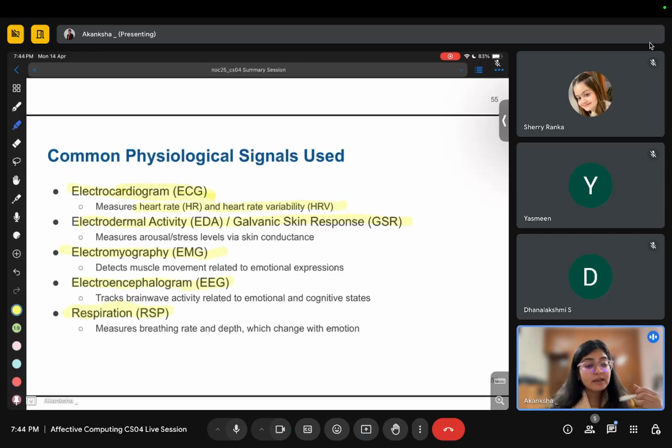Then comes respiration. Respiration means breathing. Usually when you are in a high arousal state you start breathing heavily, या फिर when you are in a relaxed state your breath is more on the calmer side or relaxed side. ठीक है, so breathing rate lowers down. So it also depends on the emotion.